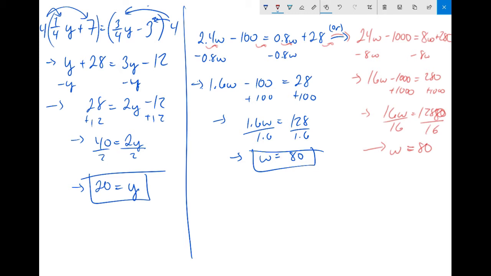Anyone have a preference? I have a preference for the decimals. Okay. Questions on either of those? Not too bad, hopefully.